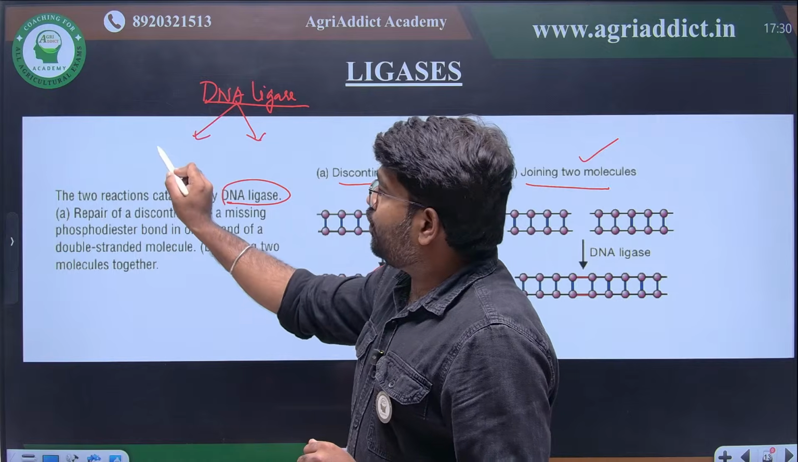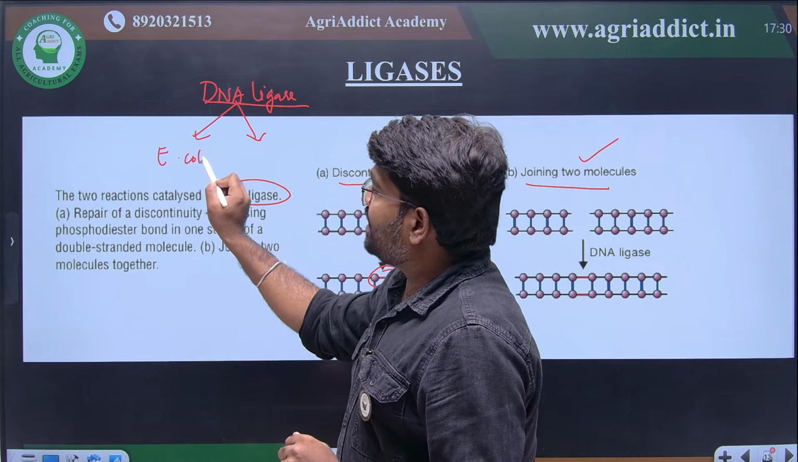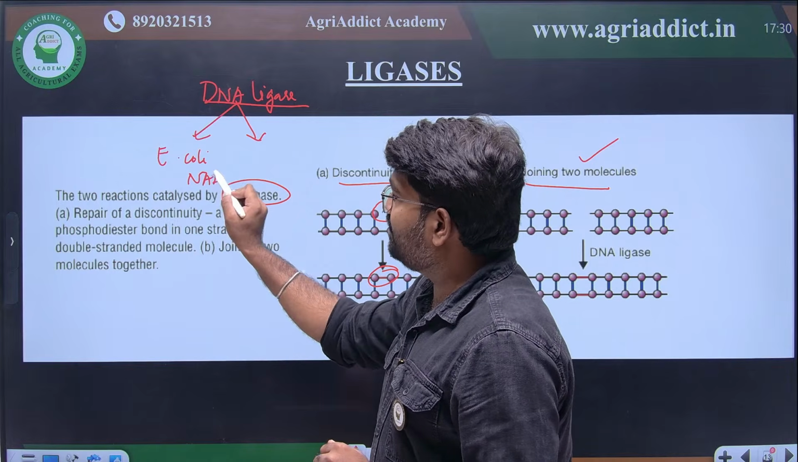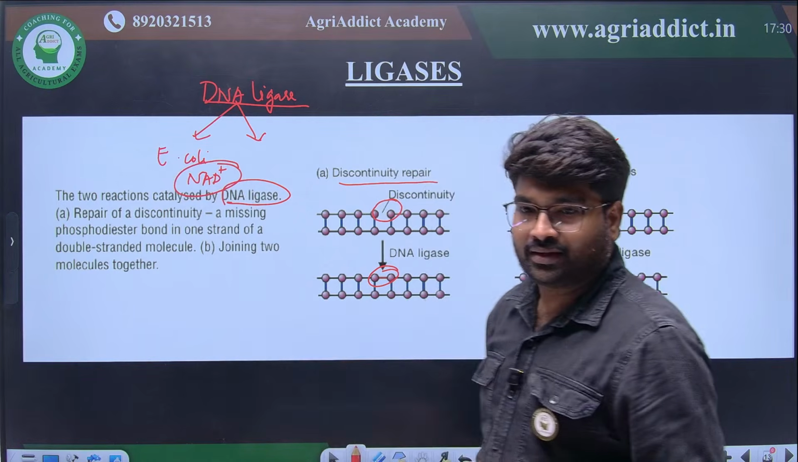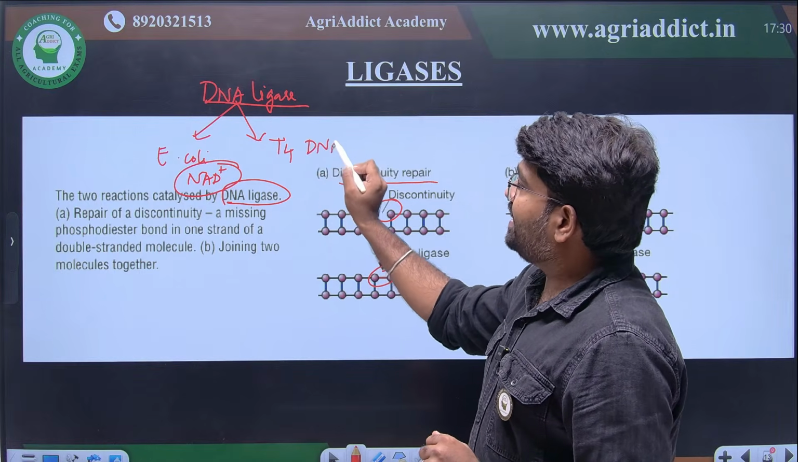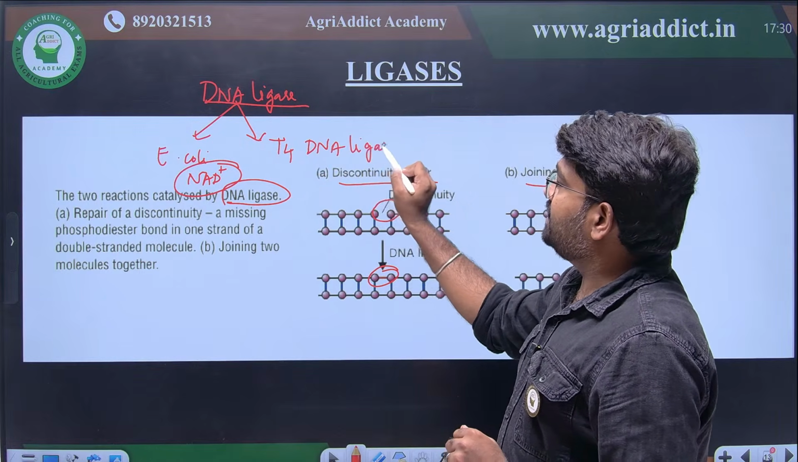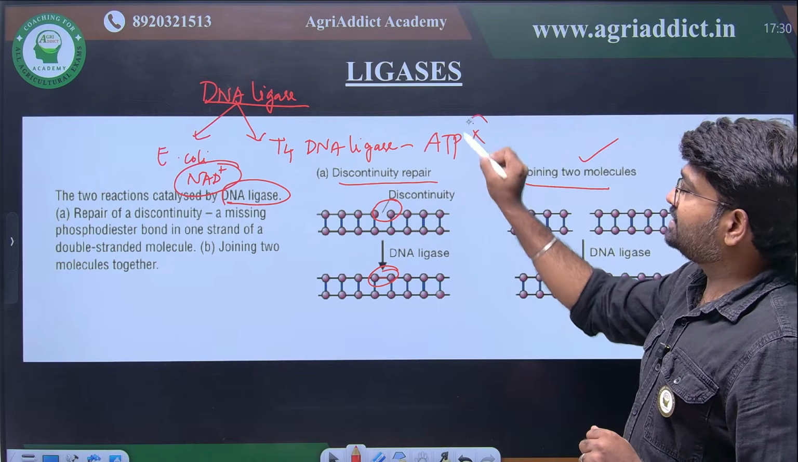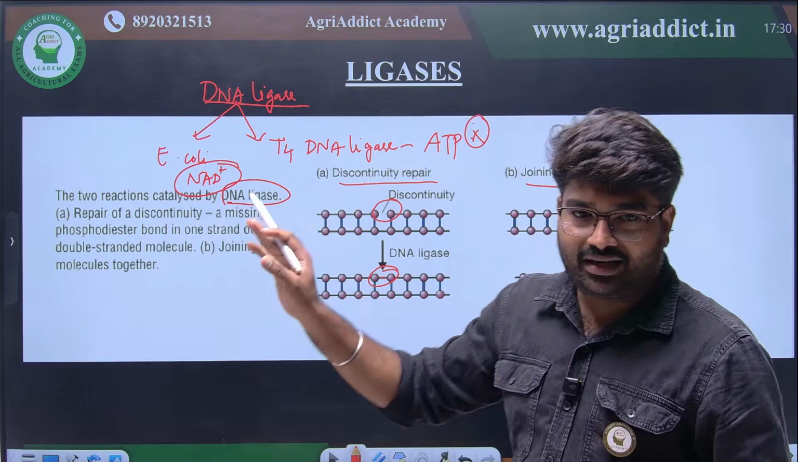If it is E. coli, the cofactor for DNA ligase will be the NAD molecule. This is a very important objective point. T4 DNA ligase means it will use the cofactor ATP. Clear? This is the most important and repeatedly asked objective question.